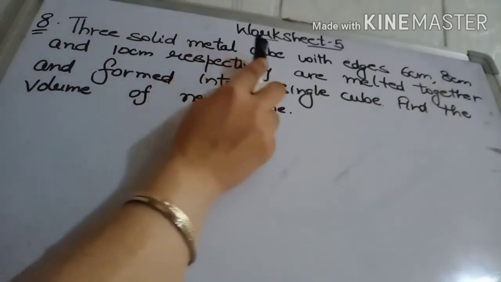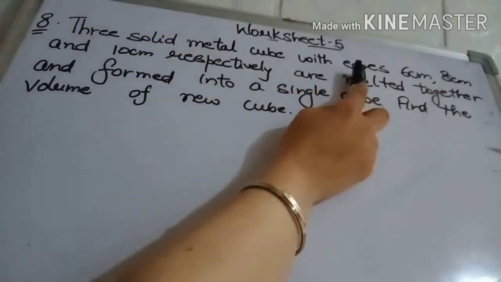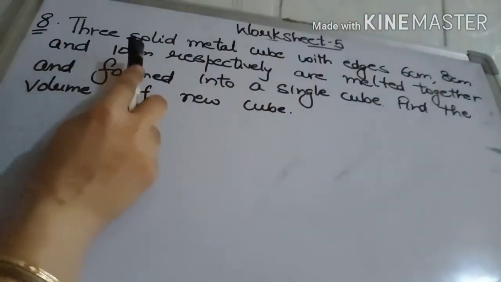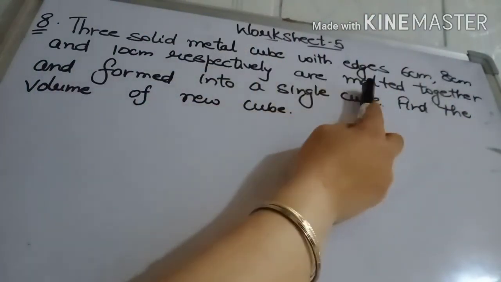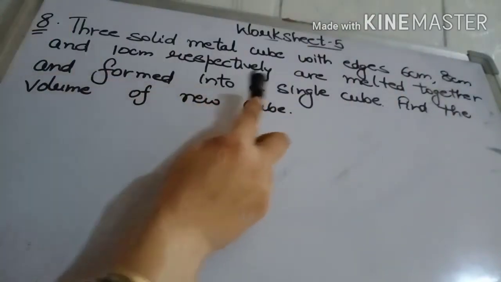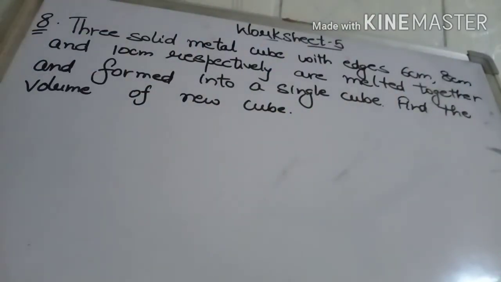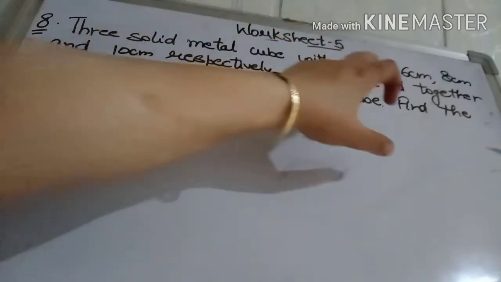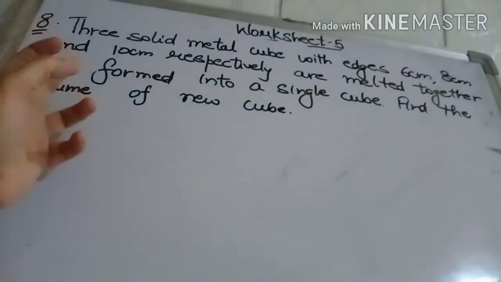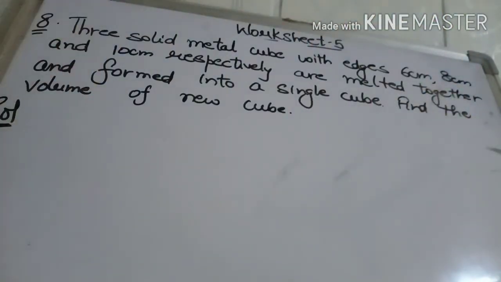Three solid metal cubes with edges 6 cm, 8 cm and 10 cm respectively are melted together and formed into a single cube. Find the volume of the new cube. Now what will be the volume of the new cube? Obviously the volume of the new cube formed is the combined volume of all these cubes. First of all we find the volume of the first cube, then the second cube, then the third cube. We add up these volumes and we get the volume of the new cube.